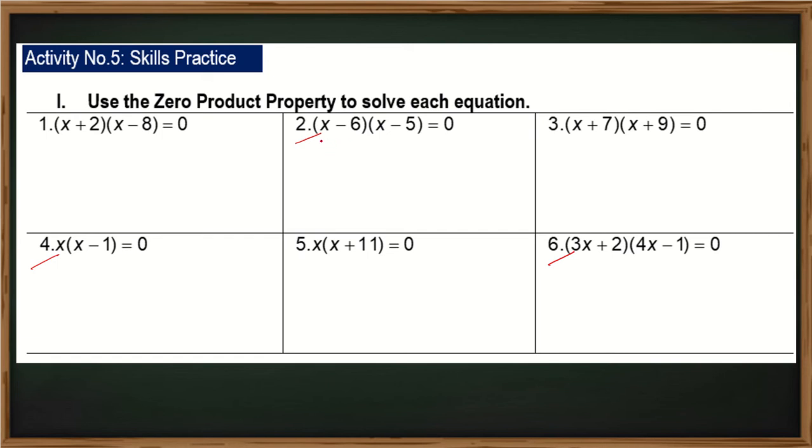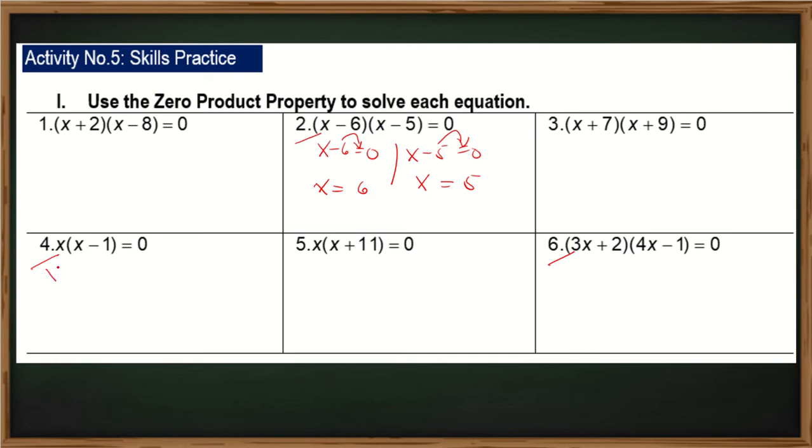So we equate each factor to 0. We have x minus 6 equals 0, then we have x minus 5 equals 0. Transpose each to the right side. So we have x equal to negative 6 becomes positive 6. We have x equal to negative 5 becomes positive 5.